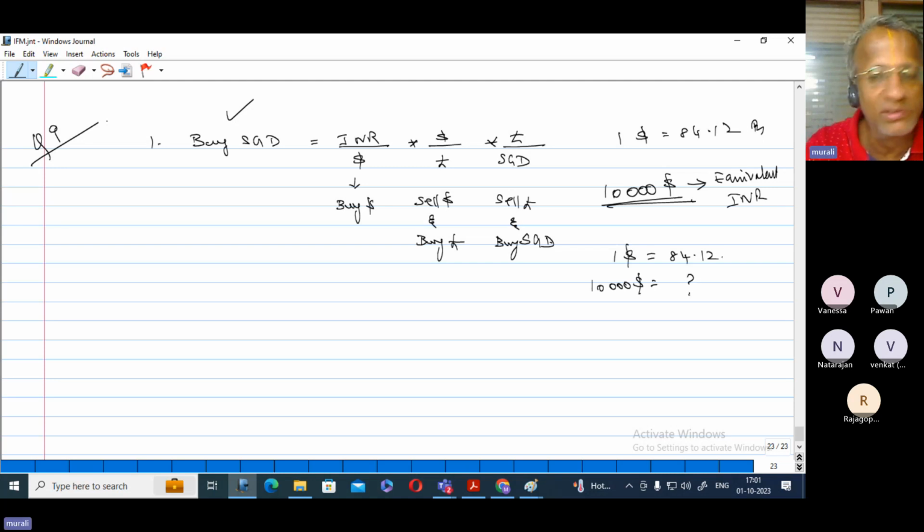Here you put this. Correct. Then, since I do not have a pair here, which is what I have to find out, you rotate. What is it that you rotate? Take this 10,000, divide that by 1, then multiply it by 84.12.